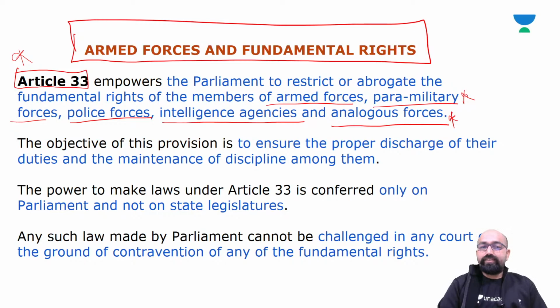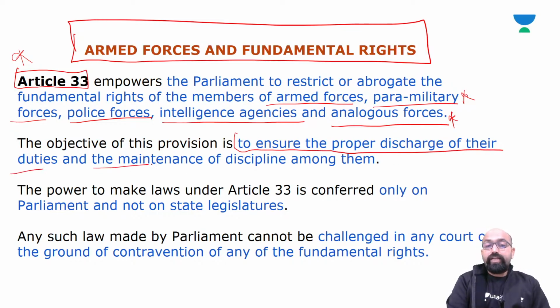Right. So, Article 33 empowers our Parliament to restrict or abrogate the fundamental rights of the members of armed forces, paramilitary forces, police forces, intelligence agencies, and analogous forces. The objective of the provision is to ensure the proper discharge of their duties and the maintenance of discipline among them. Alright.